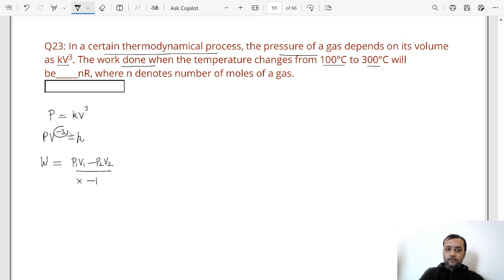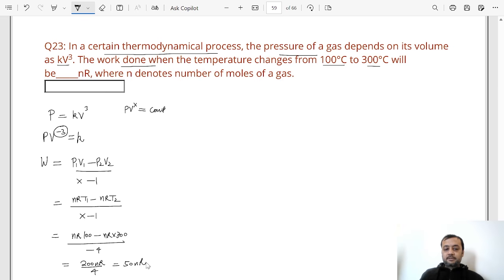What is x? X is the power of volume. Basically, any polytropic process can be written as PV to the power x equals constant. So for a polytropic process, x becomes this power of volume. Now P1 V1 can be written as nRT1, minus P2 V2 written as nRT2, upon x minus 1. Here the temperature has changed from 100 to 300. That means initial temperature was 100 minus final temperature 300, upon the value of x, which is minus 3. Minus 3 minus 1 becomes minus 4. So this becomes 200 nR upon 4. That means 50 nR. So directly we can write 50. I hope you would have understood.